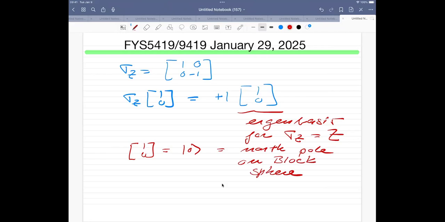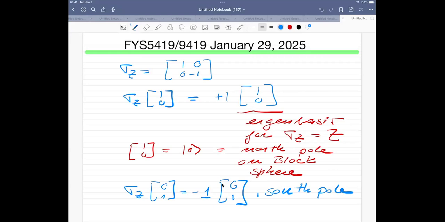The other state which we have: if I act with this one on the state (0, 1), then you will see that this gives minus 1 times (0, 1). And then it's natural to say that since this is pointing down, you can think of this as the South Pole. So these two states have a specific representation.